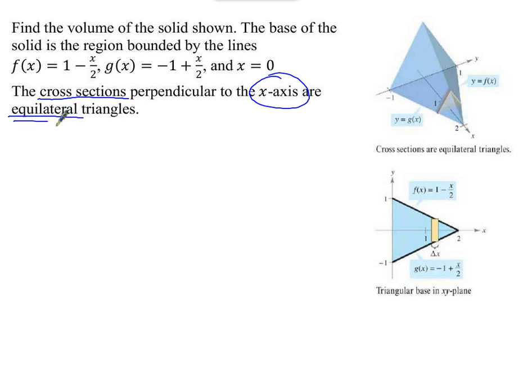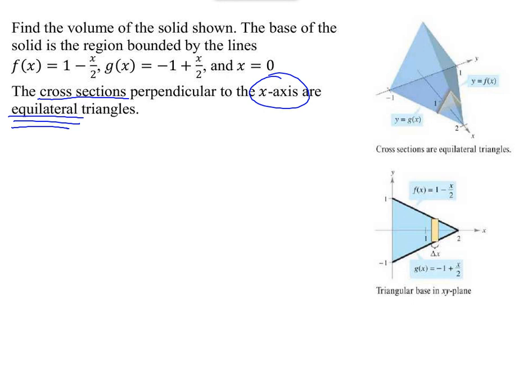So all of this information right here is incredibly important to solving this problem. Cross-sections, now I know that I have to use this process that we're working with. Perpendicular to the x-axis, now I know that I need to define my area of the cross-section in terms of x. Equilateral triangles, that's my clue as to how I'm going to find the area of the cross-section. So this tells me I need the area in terms of x, which is nice because they're already giving me two functions that are defining that area in terms of x. So I'm kind of in good shape already.